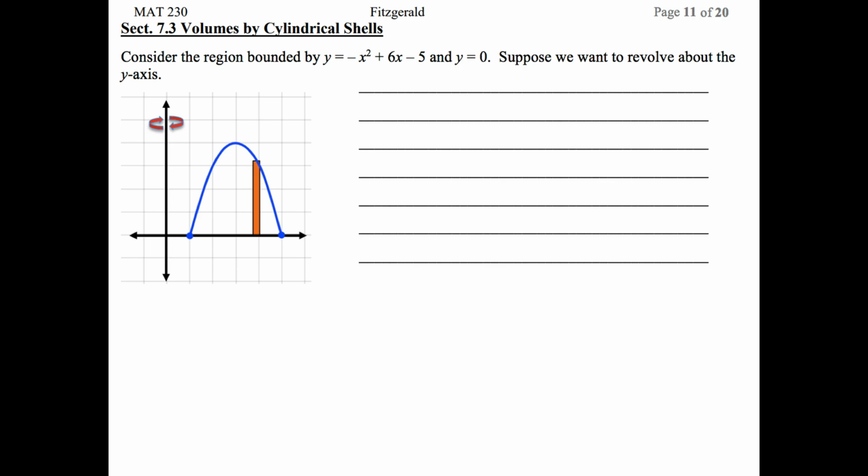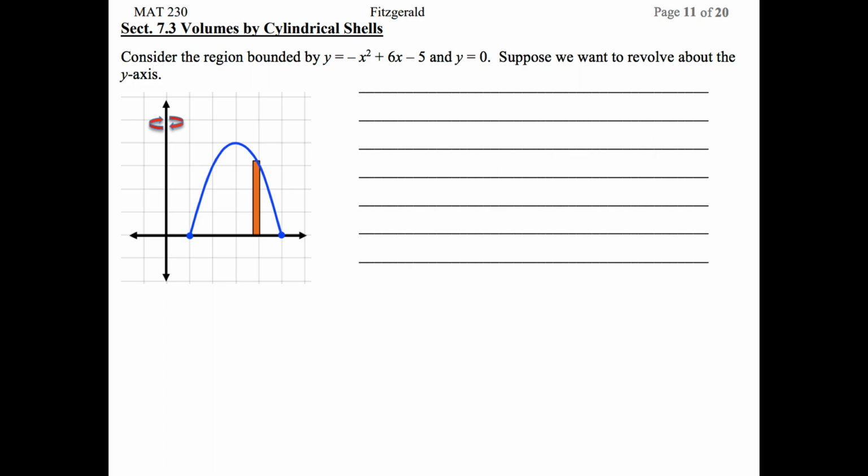Section 7.3, we're going to be looking at finding volumes using what we call the shell technique. What we're going to do is create cylindrical shells around our axis of revolution. Now, this comes really handy when the washer technique is going to be miserable.